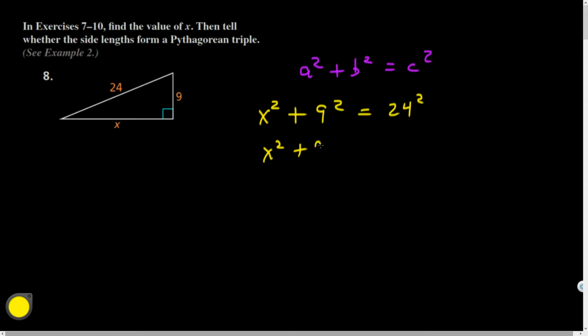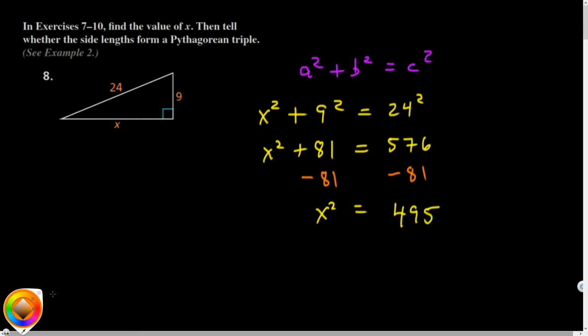So therefore, x squared plus 81 is equal to 576. And now I can solve for x squared, subtract 81 from both sides. Sad that my writing is so chunky, though. That's okay. 495. That does not feel like a perfect square.